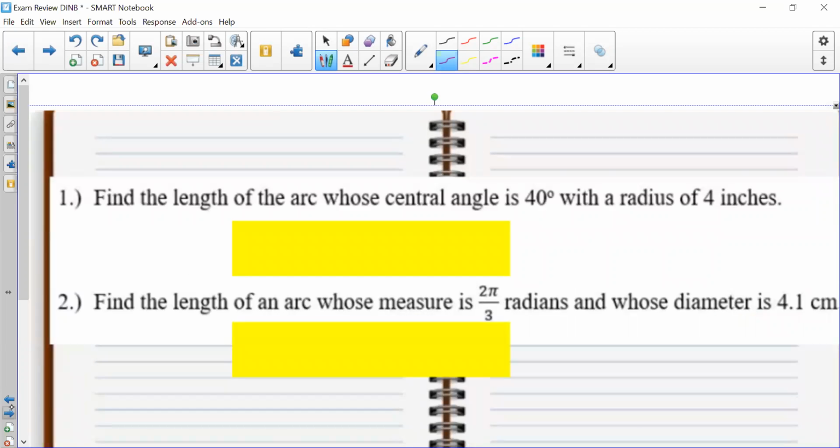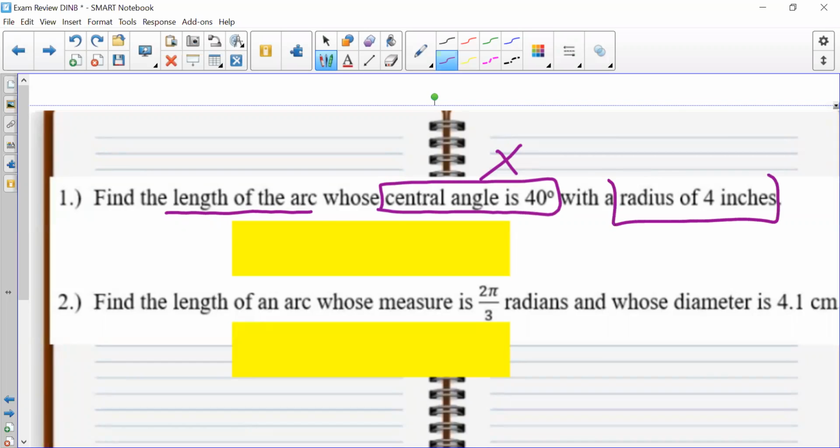All right, a couple of examples. Number 1, on slide 28, says find the length of the arc. That's how I know we're doing arc length, whose central angle is the number you're going to put in for x. Since we're in degrees, 40 degrees, we'll use the degree formula, and the radius is 4. So arc length equals x, which is 40, over 360 times 2 pi radius, and we're going to plug 4 in for the radius.